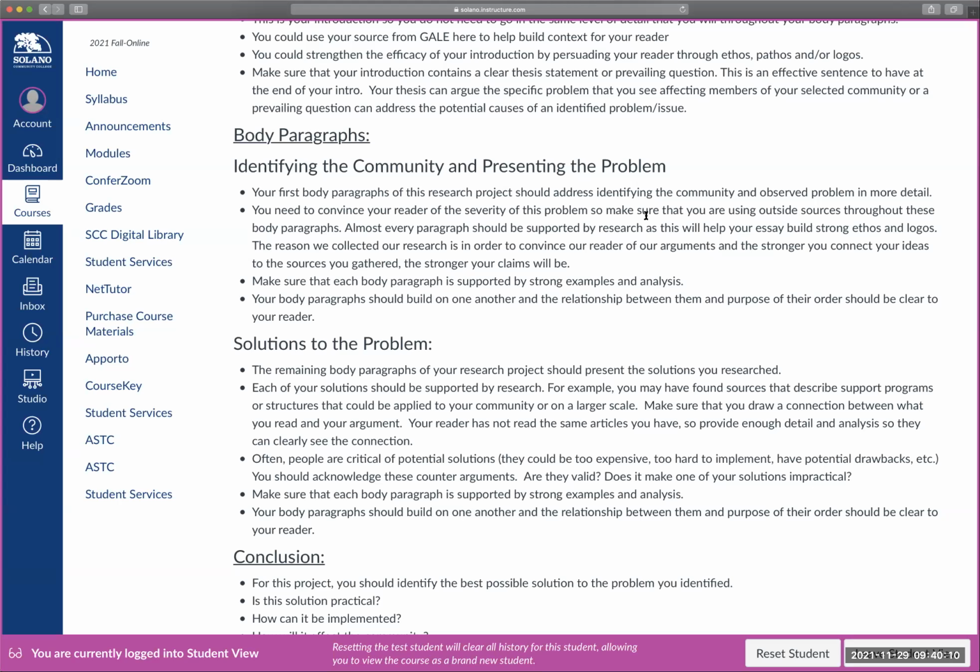So you might find counterarguments from two different peer reviewed sources. And again, when you're thinking about these body paragraphs, these ideas should be building on each other, right? Think about the order, kind of Chris's point: what is the strongest idea? Whatever you think is the strongest solution, that's where you should end your solutions to the problem body paragraphs. That should be your last one. Any questions at all on the body of this essay, either in identifying the community you're presenting the problem or the solutions to the problem?